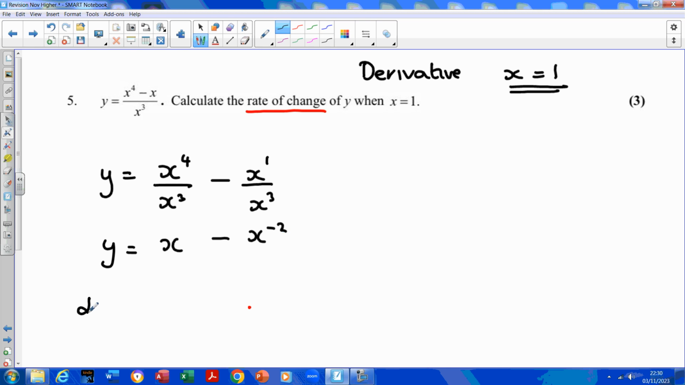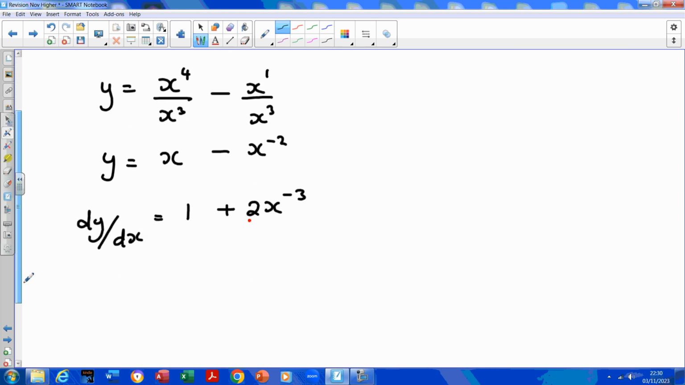So change to dy by dx. And the derivative of x is just 1 because it's 1x. Multiply by the power, so minus times minus 2 gives us plus 2. And it's x to the power of, take 1 away, so negative 2, take away another 1 is negative 3. Now I want to substitute a number in, so I don't like negative powers. So it's 1 plus 2 stays as it is, and we drop the x to the power of 3 down to the bottom.